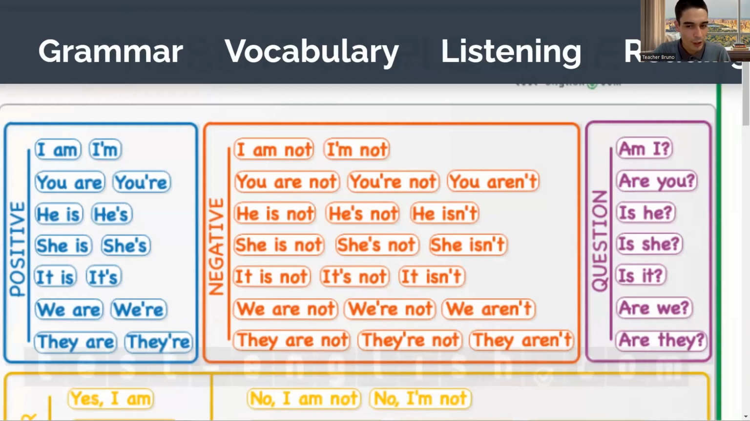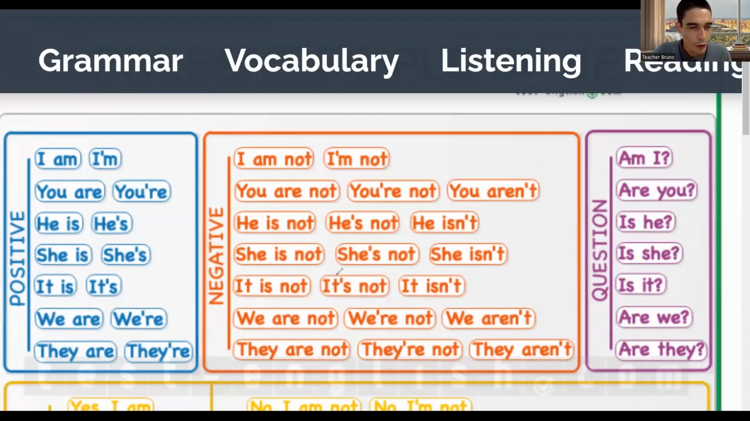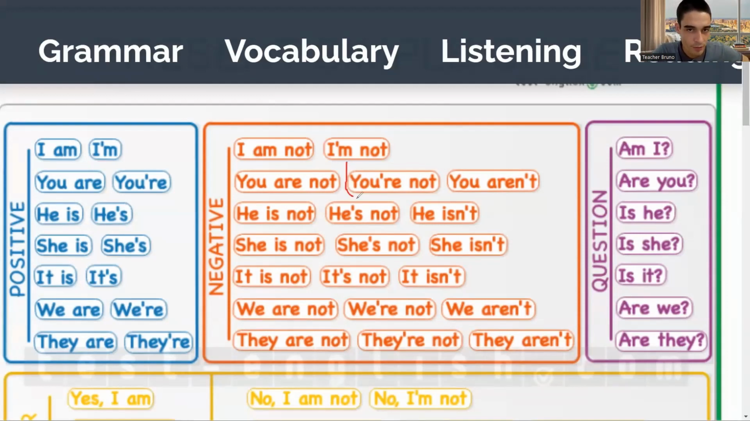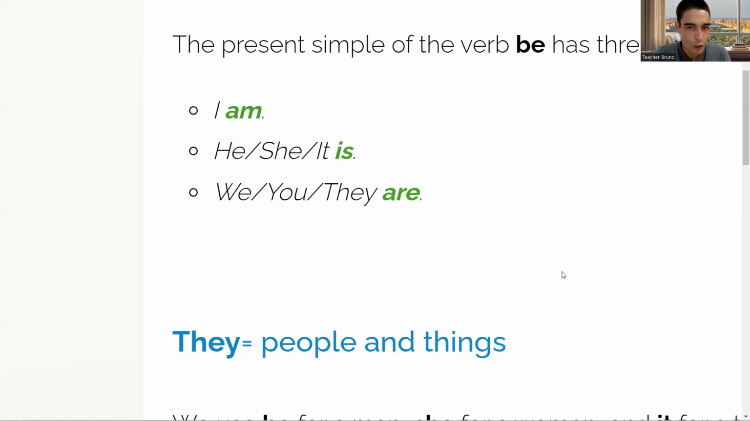It's important to mention there are two different possible contractions. Firstly, you're not. So we contract the pronoun you and the conjugation of the verb to be. You're. That's totally fine, no problem. You aren't is the second option. So I can say, you aren't Canadian. That's the negative form. Now let's go back to the different contexts of the verb to be.